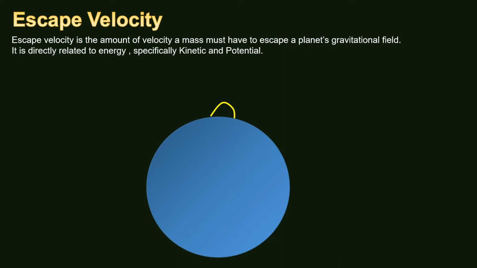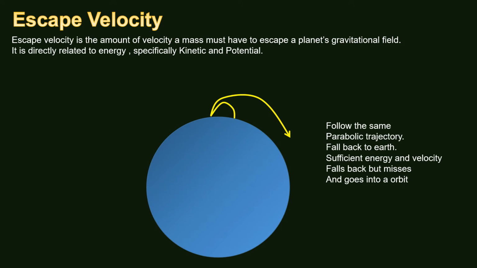If it's not, it just falls back to Earth in a parabolic curve, just like projectile motion. So the path of the projectile is the same parabolic trajectory. However, if it reaches a high enough speed, when it does fall back, it will miss Earth. Okay, and so this speed, whatever the speed is, has to be maintained and reached for it to be sent into space.